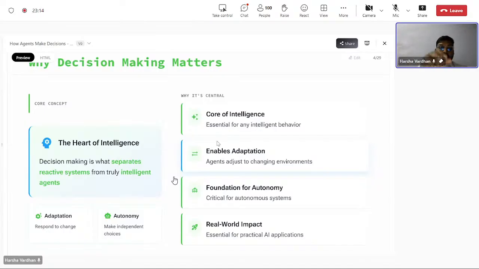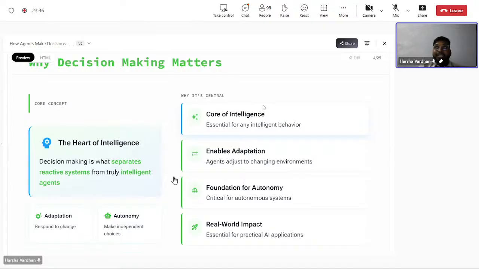So why are intelligent agents different from it? We just talked about it yesterday. What is the difference between a bot and an agent? When it comes to why decision making matters, it uses the core of its intelligence, the logic part, where we call that agent intelligent.